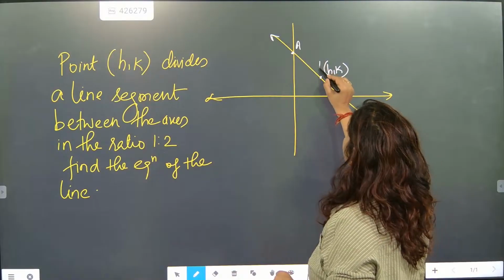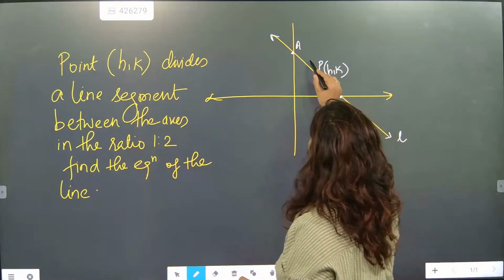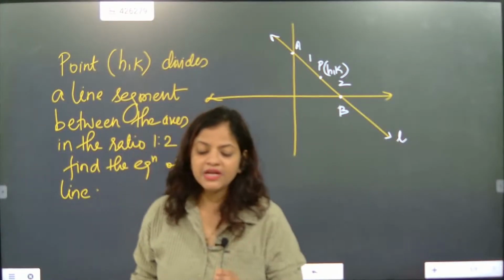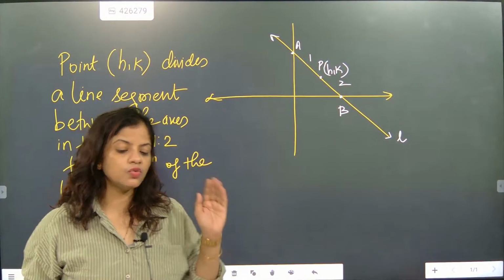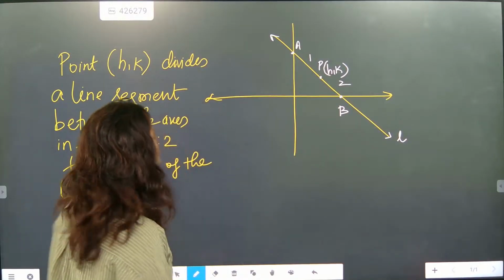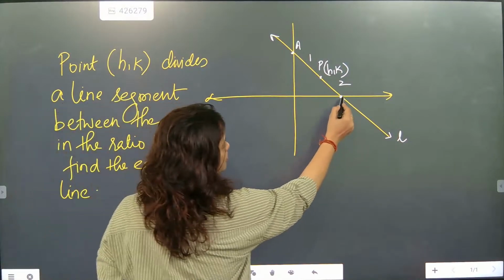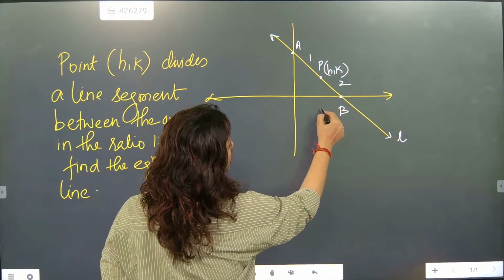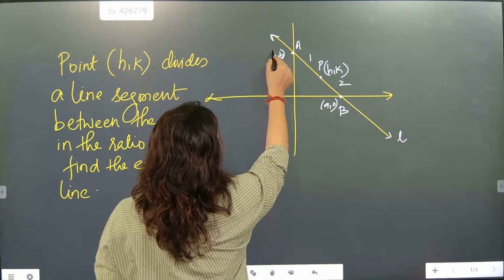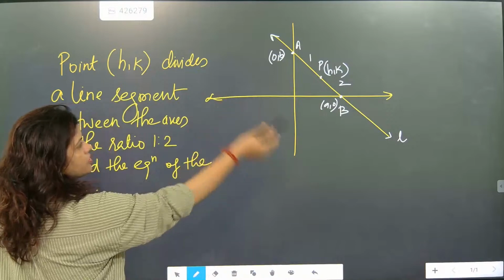Now this point we will consider as P, and this P is dividing the line in the ratio 1:2. When it has divided the line in the ratio 1:2, be very careful. This point will become A comma 0, and this point will become 0 comma B. They want the equation of this line.